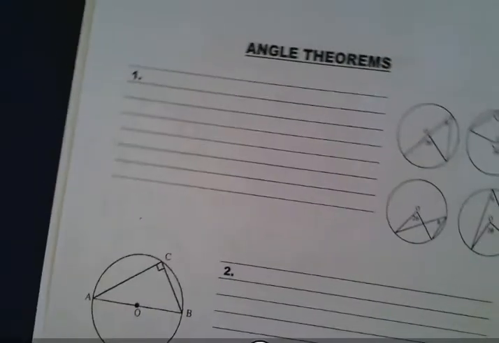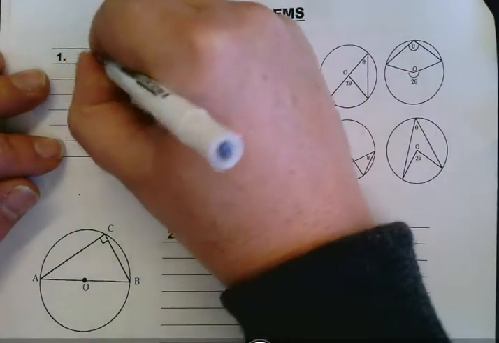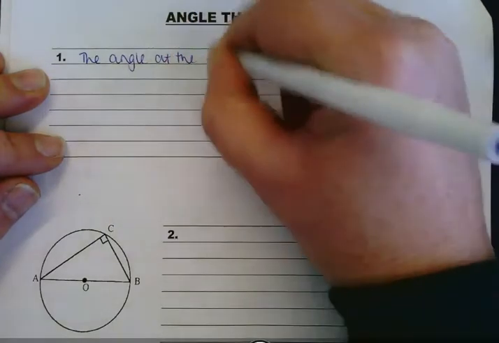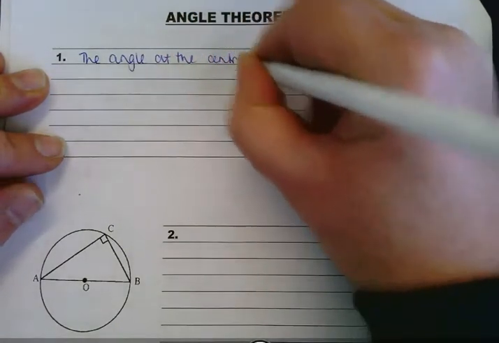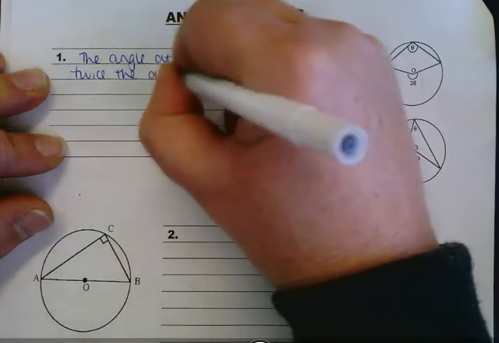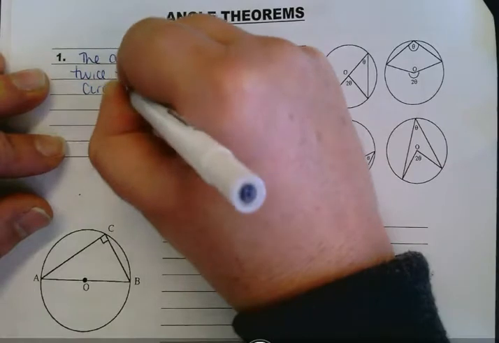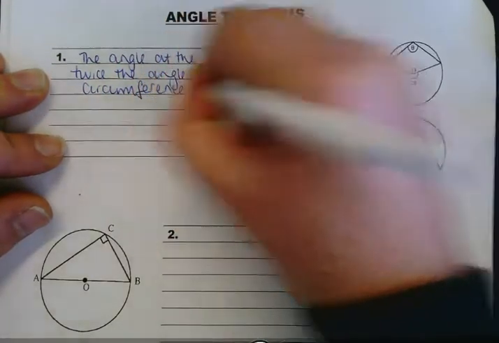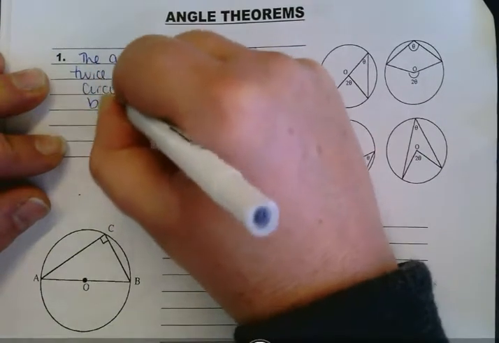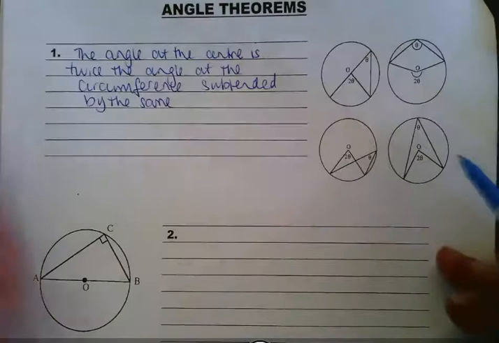So let's write down what these are just for practice. This is the angle at the centre is twice the angle at the circumference subtended by the same arc. Remember, you can see it four different ways.